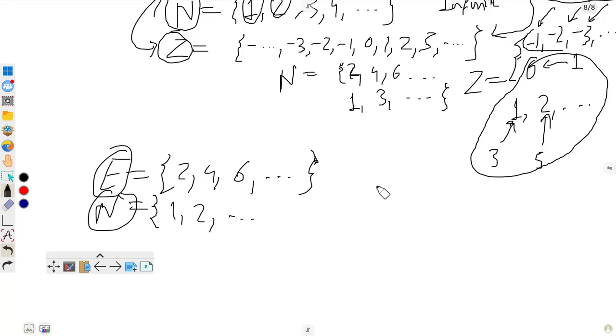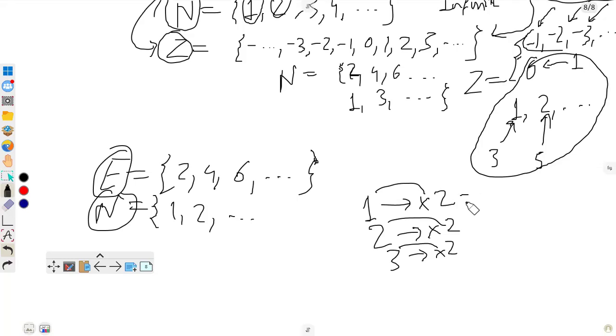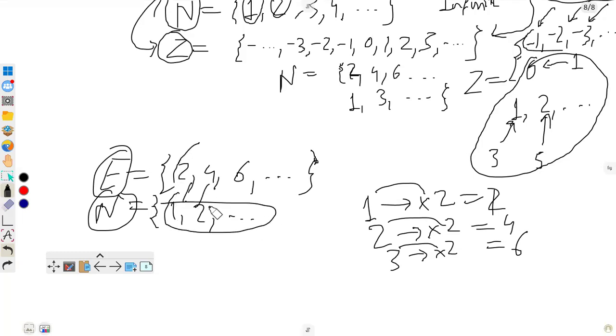Because to every natural number, I can assign an even number times 2. 2 को मैं असाइन कर सकता हूँ एन इवन नंबर, उसका टाइम्स 2. 3 को मैंने असाइन किया, इसका इवन नंबर टाइम्स 2. तो बेसिकली मैंने इसको 2 असाइन किया, इसको 4 असाइन किया, इसको 6 असाइन किया. तो सारे नेचुरल नंबर्स को मैंने एक इवन नंबर के साथ असाइन कर दिया. इसका मतलब दोनों के सेम नंबर ऑफ एलिमेंट्स होंगे.